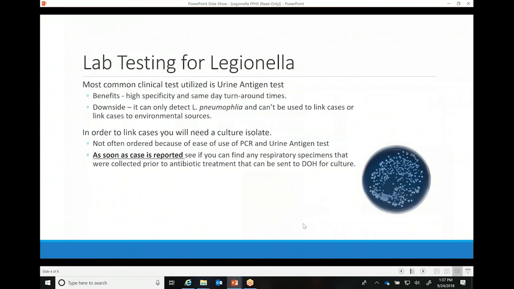We can get around this if we're quick. Once we have a Legionella case that's reported to us, it's very important to contact the laboratory and see if they have any respiratory specimens that were collected prior to the start of antibiotic treatment. Usually, if we're quick about it, we might be able to find a specimen that we can send in for culture, and that can be very helpful if we're looking at an outbreak.